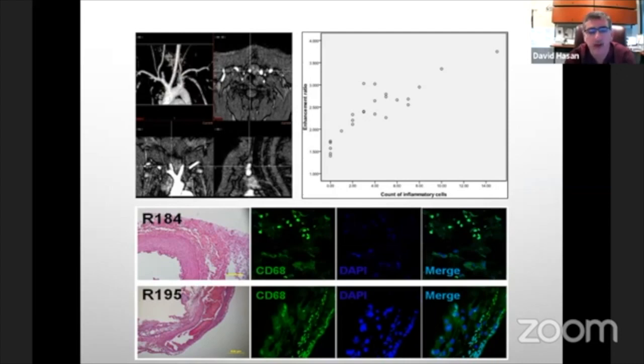To further that, a group in Japan and our group also chose a rabbit model of cerebral aneurysms, where we use elastase. We did the vessel wall imaging and correlated the enhancement, if you will, with the inflammation. And you can see here that the enhancement correlates with inflammatory cells.